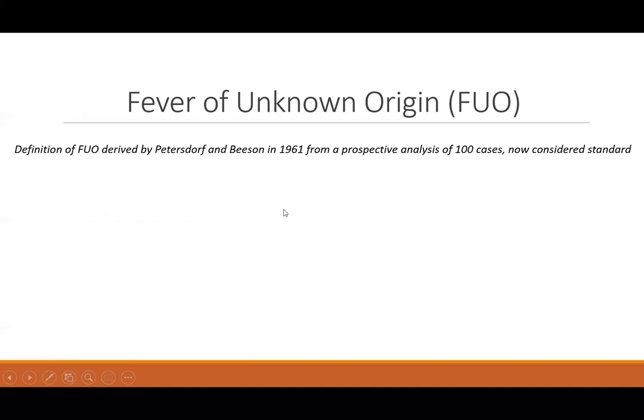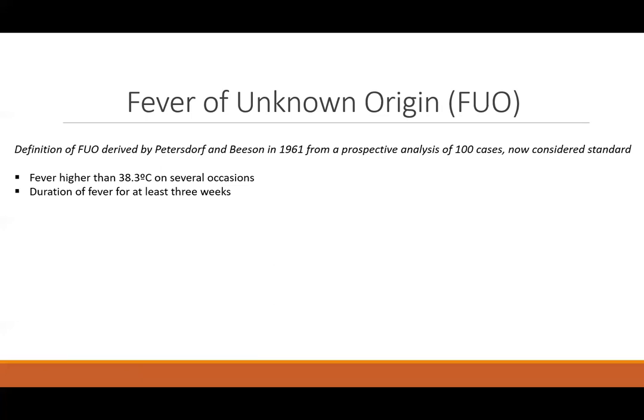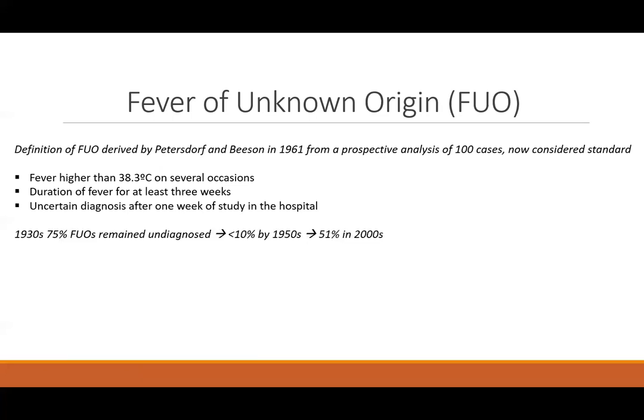So FUOs were derived back in the 1960s, and the definition was created on an analysis of only 100 cases, although the definition is now considered standard. And so a fever of unknown origin is defined as a fever of higher than 38.3 on several occasions, and it has to last for at least 3 weeks. And then the diagnosis has to remain uncertain after 1 week of intensive study in the hospital.